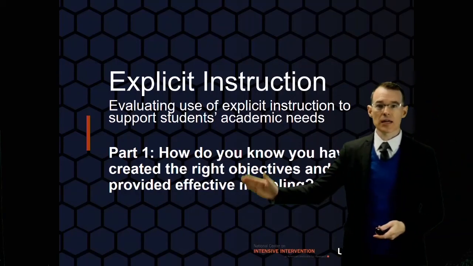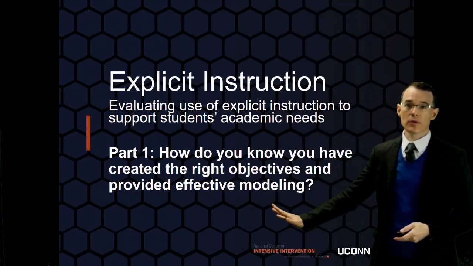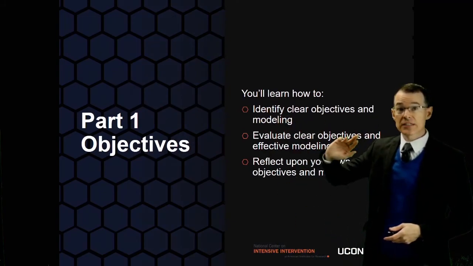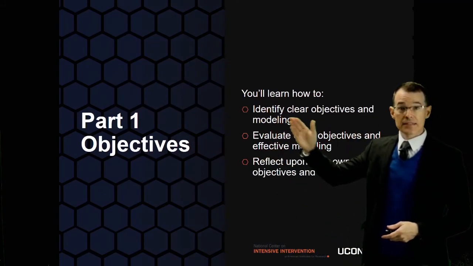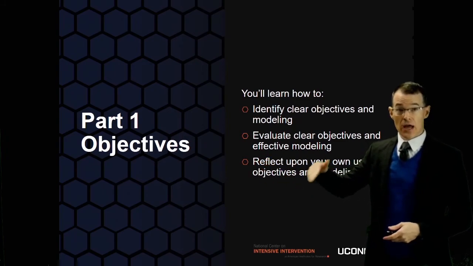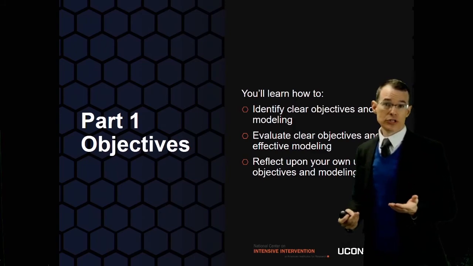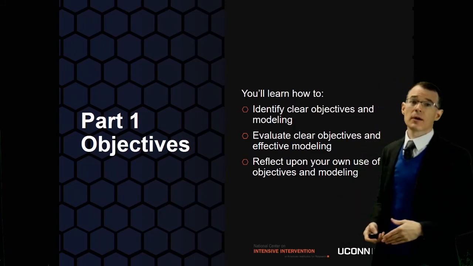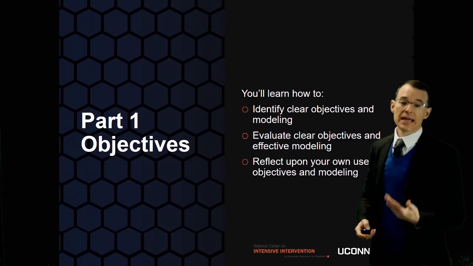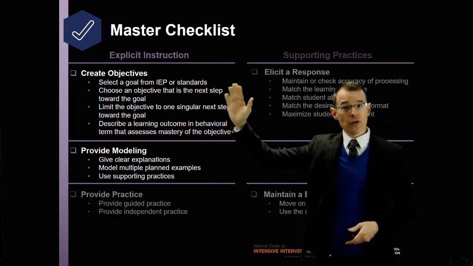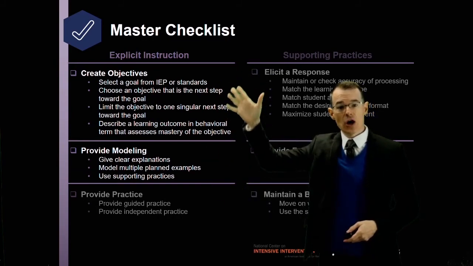So let's start by talking about the objectives and the modeling components of explicit instruction. We're going to look at identifying clear objectives and modeling in lessons. We're going to evaluate whether or not the objectives and modeling are in fact effective, and you're going to reflect upon your own use of objectives and modeling in your own practice. For explicit instruction, for the first two parts of objectives and modeling, here are the checklists.